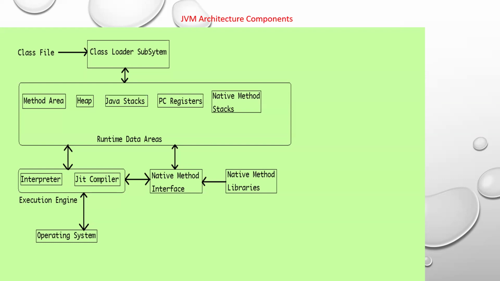Now, once class loader subsystem is done, what happens here? Class loader will take that bytecode instruction and send it to JVM. Now, the JVM, what will it do? Before going to that, I'll just show what it means by runtime data areas.